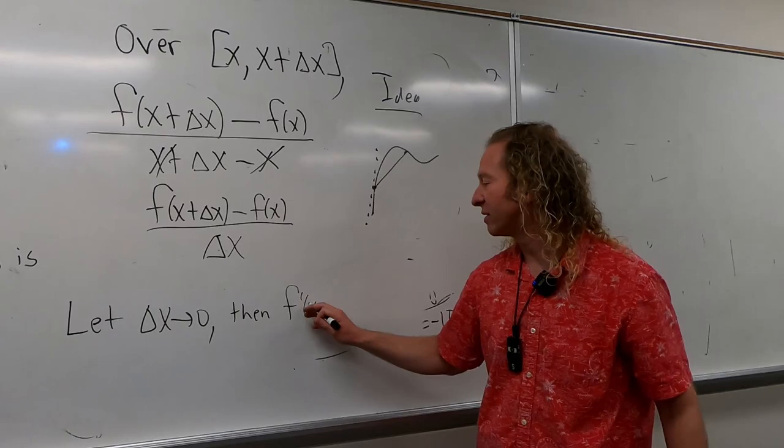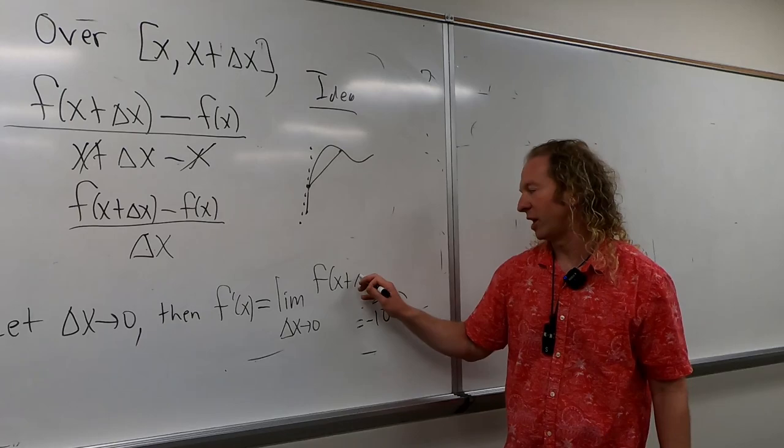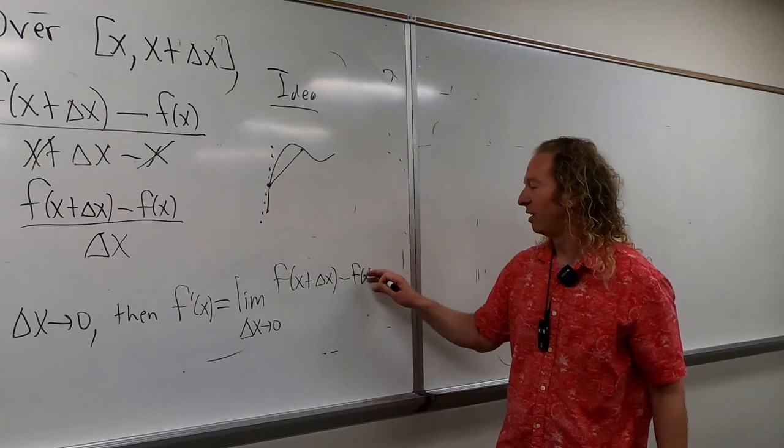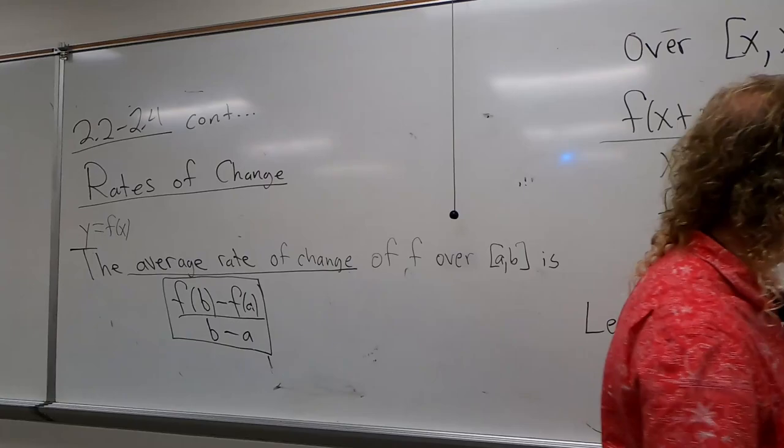So limit as delta x goes to 0 of f of x plus delta x... I kind of like that delta x. It's more work to write it, but it's kind of fun to do it. Over delta x. So we get this. If we take the average rate of change and we let delta x go to 0, we get the derivative.